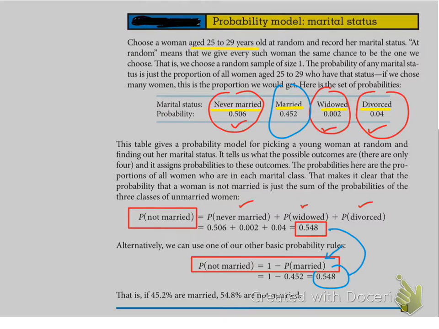So you see, either you add the categories here, all three subcategories, and add the probabilities, and you get the same number, or, if you have the probability of that event happening, like the probability of being married, you can always find not married by 1 minus, and you should get the same result. When you convert that into percent, 45.2% are married and 54.8% are not married. So let's move to the next part.